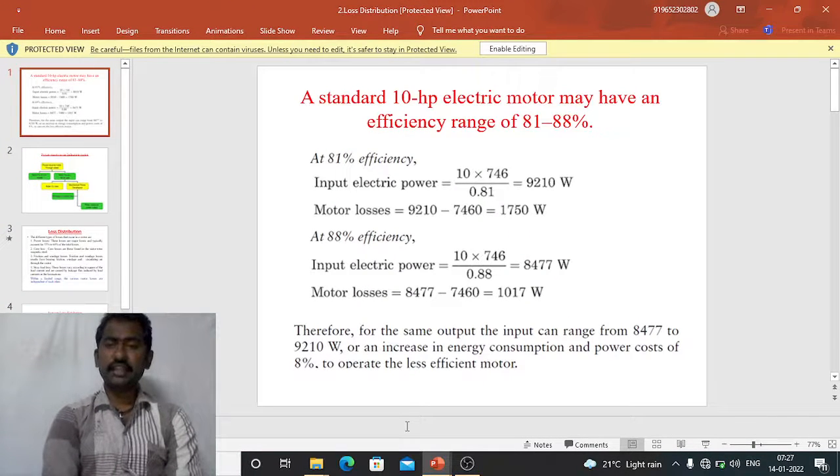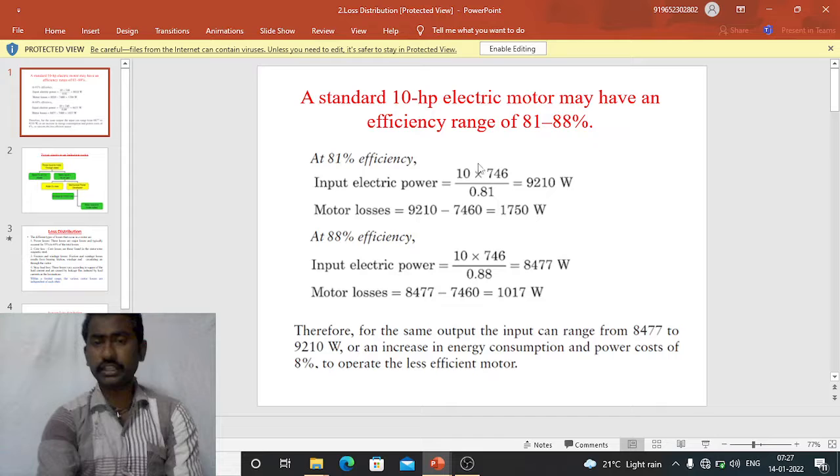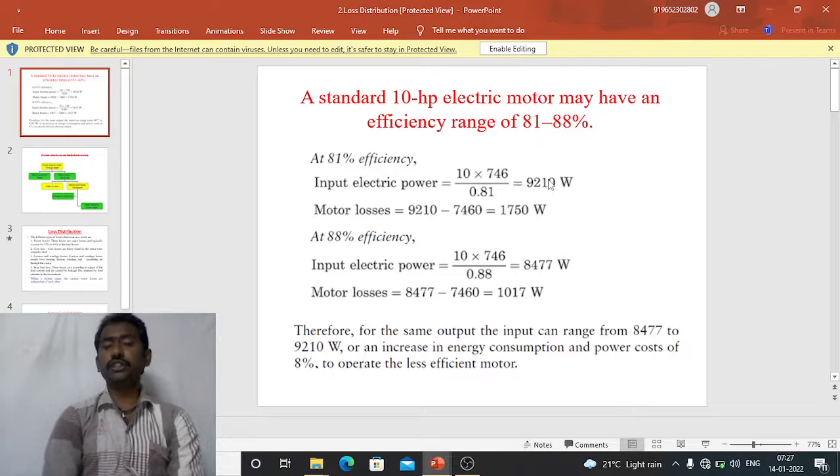So next, the second one is the loss distribution. For the same output electrical motor, say a 10 horsepower motor, consider two different ratings: one with 81% efficiency and another with 88% efficiency. Suppose we consider the 81% efficiency. We know that efficiency is equal to output by input, so input is equal to output by efficiency. Here the output is 10 horsepower, that means 10 into 746 watts by 0.81. Then the input power is equal to 9210 watts.